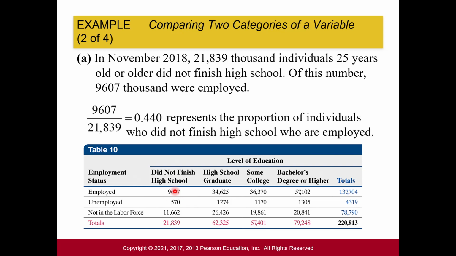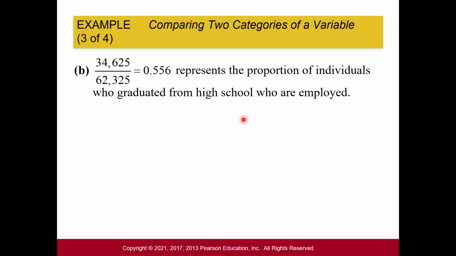So what we're going to do is take that proportion. We're going to divide the employed amount that didn't finish high school by the total that didn't finish high school. So we get our proportion of 0.440, or you could say 44%. So this represents the proportion of individuals who did not finish high school who are employed. You can do very similar calculations for the other three columns.